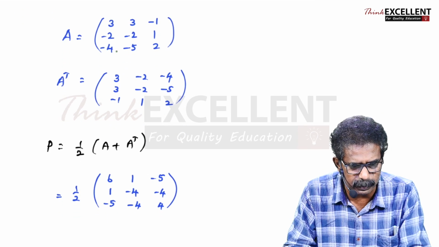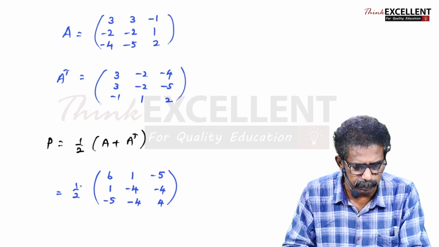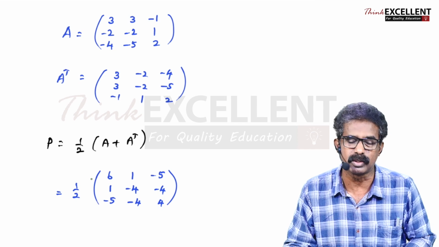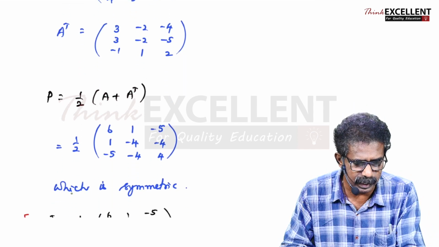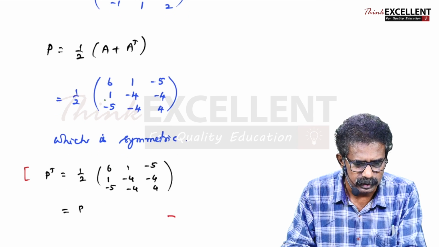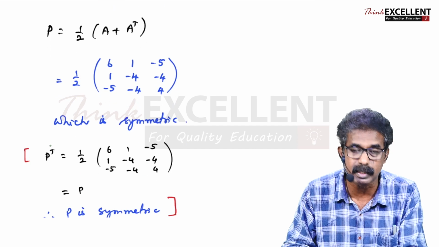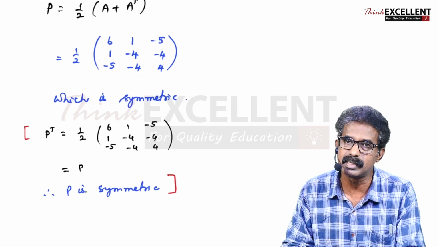Just add it. 3 plus 3 corresponding terms you add. You know matrix addition, right? So just to stop here, we prove this is symmetric, right? So you find P transpose. Half you write as it is. First row write as first column. Second row, second column. Third row, third column. It is same as P only. So P transpose is P. So you can say P is symmetric.